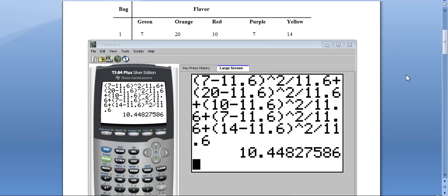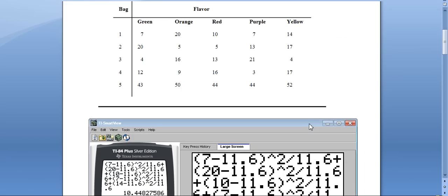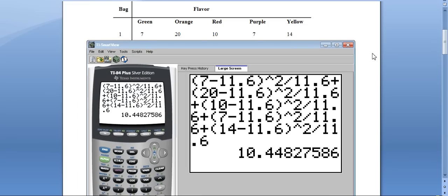I want to do a part of Project 6, first part, and what you have here is a table, and it's a frequency table. This is not a contingency table. It has 5 different bags all listed here, and we need to look at those separately. So for bag 1, we're just looking at this right here, where we have 7 green, 20 orange, 10 red, 7 purple Skittles in this bag.